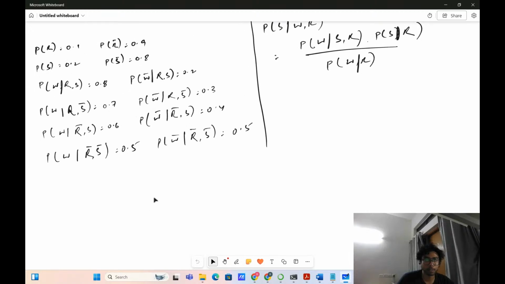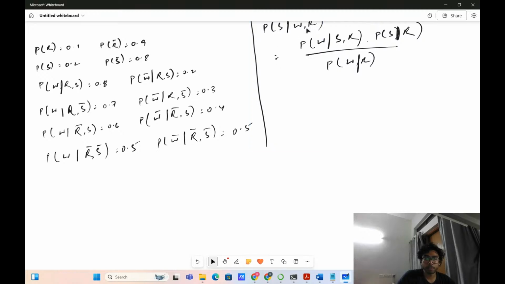So these are the probabilities. This is what is given, probability of rain, and from there I have to calculate the probability of not rain, not sprinkler, probability of wet grass given rain and sprinkler, and from there basically I have calculated the complement probabilities. Now you have to calculate probability of sprinkler given wet grass and rain.